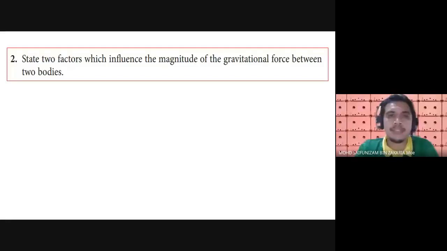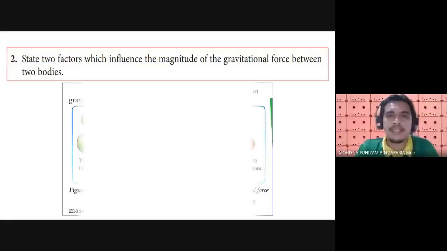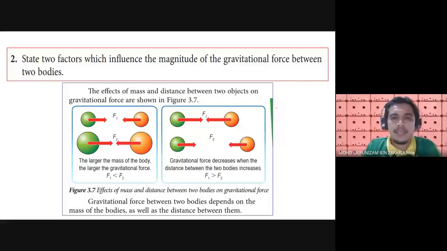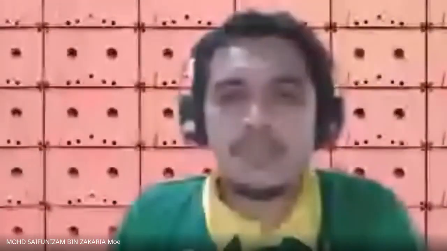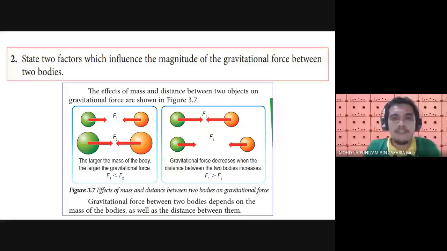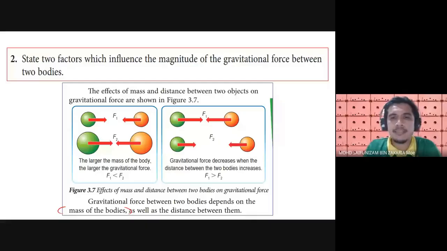The effect of the mass and the distance between two bodies on the gravitational force are shown in figure 3.7, so you can refer to your textbook. The answer: the gravitational force between two bodies depends on the mass of the bodies as well as the distance between them. So we have two factors: the mass of the bodies, and the distance between two bodies.